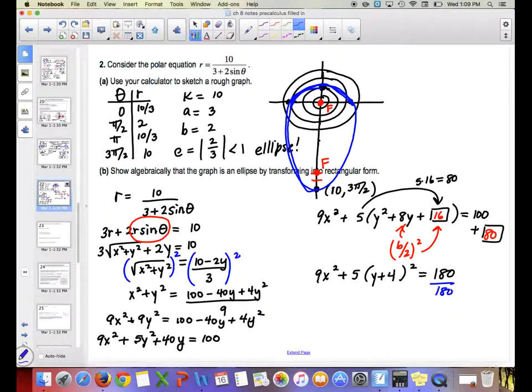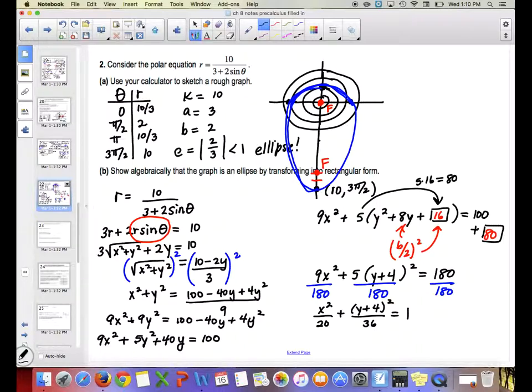Divide by 180, divide by 180, divide by 180, and we're going to reduce. So like 9 divided by 180 is 1 over 20, but we're just writing a 20 on the bottom, right? So I'm going to have x squared over 20. If I do 5 divided by 180, what I typically do is I do 180 divided by 5. So when I do that, I get 36. So I'm going to have y plus 4 squared over 36, and then equals 1. Do we all recognize that that is an ellipse?